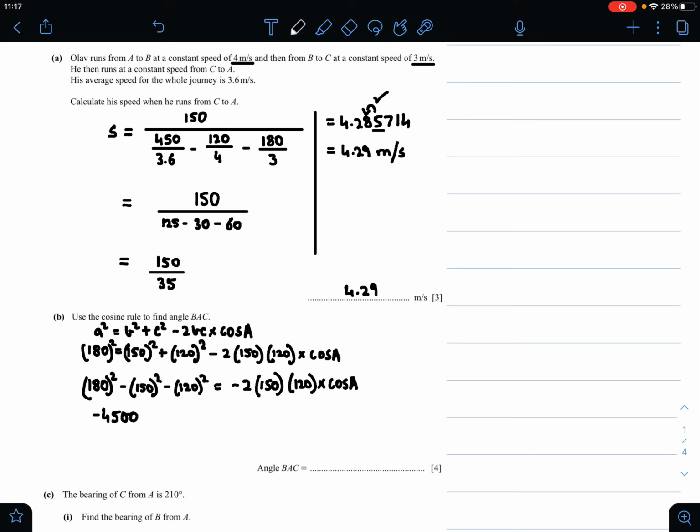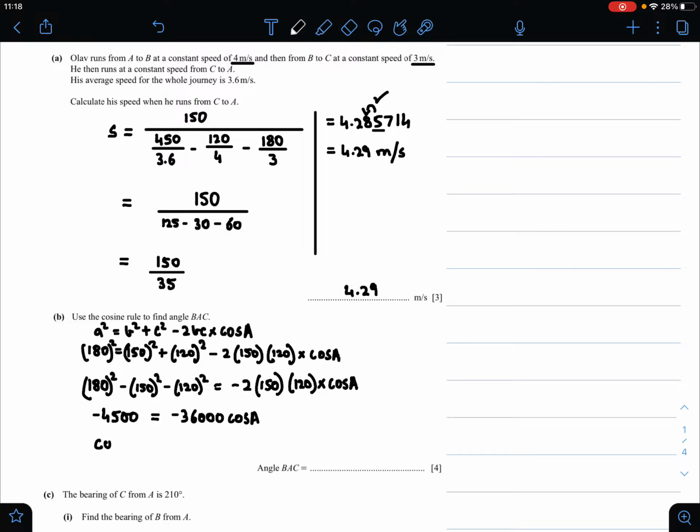I'll just recheck this once. So 180 square minus 150 square minus 120 square is equal to negative 4,500, and 2 times 150 times 120 is equal to 36,000. So negative 36,000, because it's negative 2, multiplied by cos A.